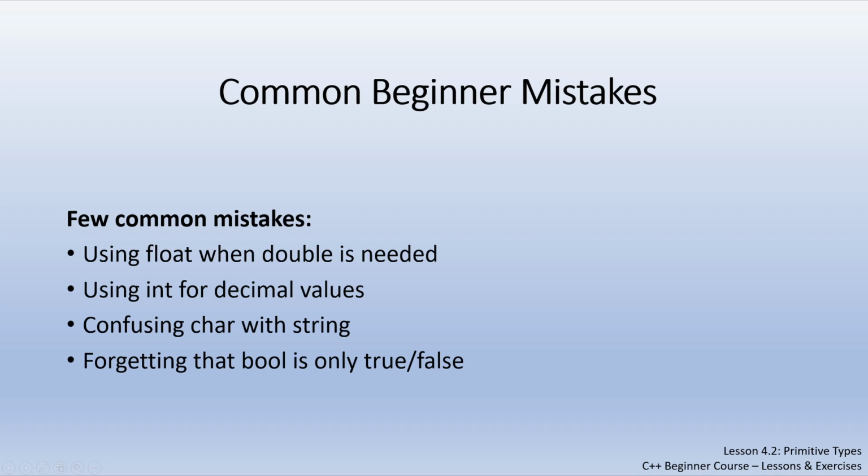Beginners often make a few common mistakes when choosing types. Using float when more precision is needed, using int for decimal values, or confusing char with a full string are all normal issues. Another common mistake is forgetting that bool can only store true or false. These mistakes are easy to fix once you understand the purpose of each type.